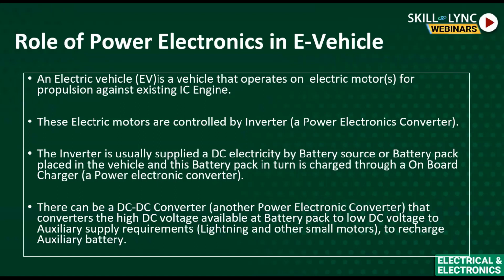Note, this is a battery source, or a battery pack, which is placed under the vehicle. Generally nowadays, you can see in the cars, the battery pack is placed at the bottom of the vehicle, right? This battery pack in turn is charged through an onboard charger, of which we have already seen one typical example application. I will show you in the next slide.